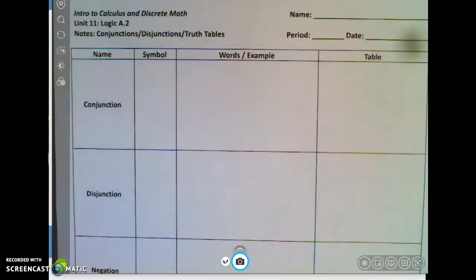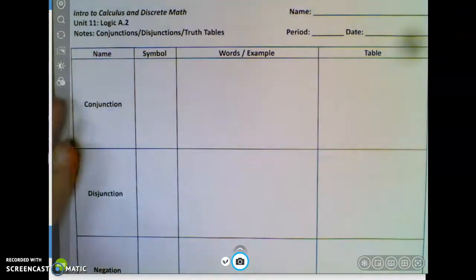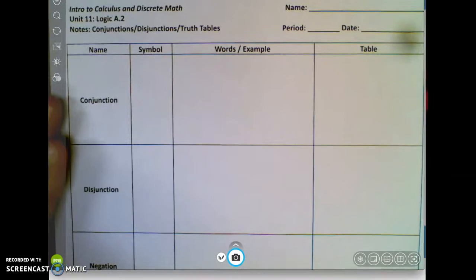Hey folks, here's a little video going over the conjunctions and disjunctions in logic, which is basically ands and ors. We're also going to introduce you to truth tables, and truth tables are really cool.